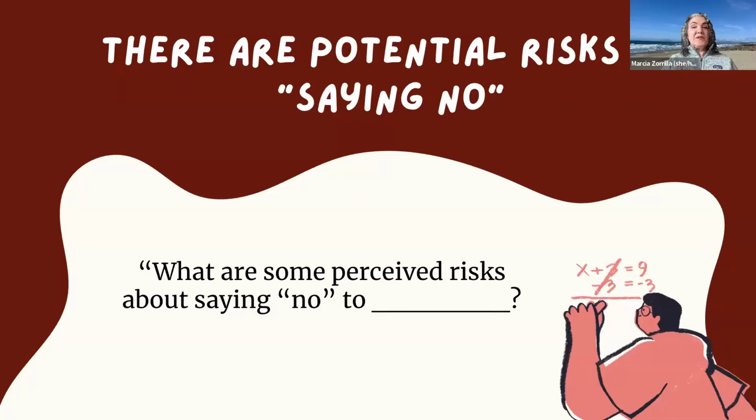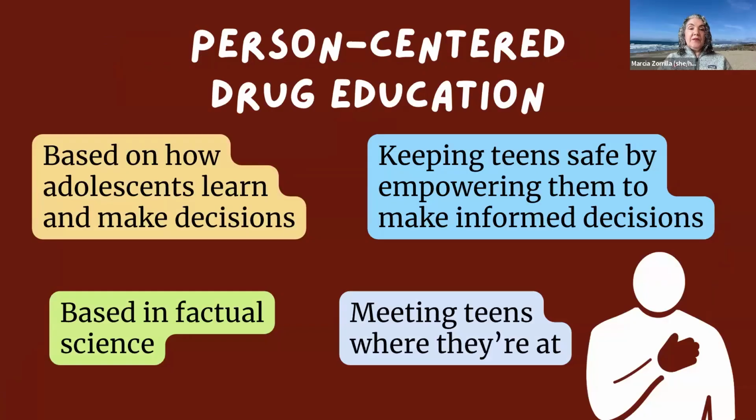In addition to the perceived and potential real benefits of using, there are potential risks of saying no. And so whether or not we agree with them as adults, this risk goes into that equation that I showed you that a teen uses to make decisions. So all of our curriculum is based on a couple of themes that are here. It's all based on how they make decisions. It's based in fact. We're empowering them to be safe, to keep them safe and make informed decisions, and really truly meeting them where they're at, not where we want them to be.